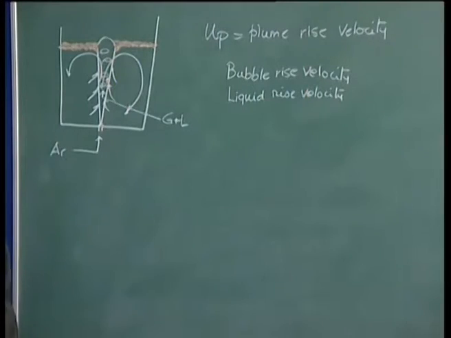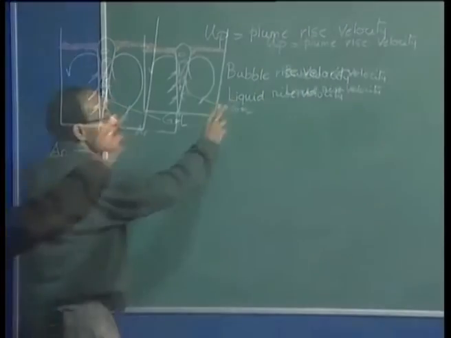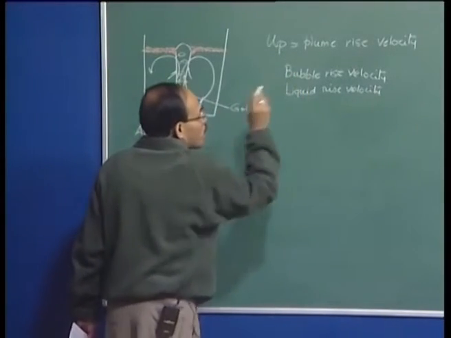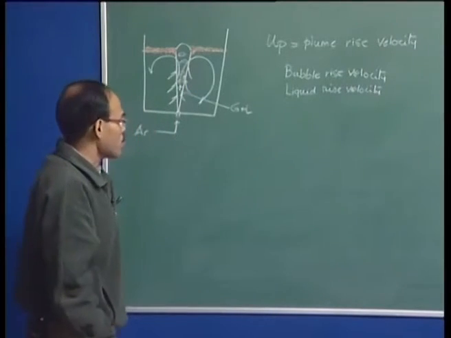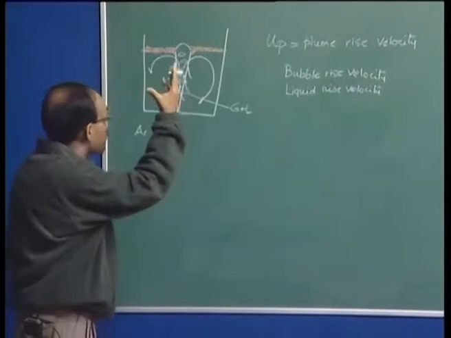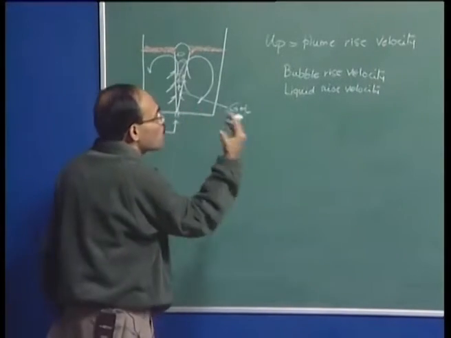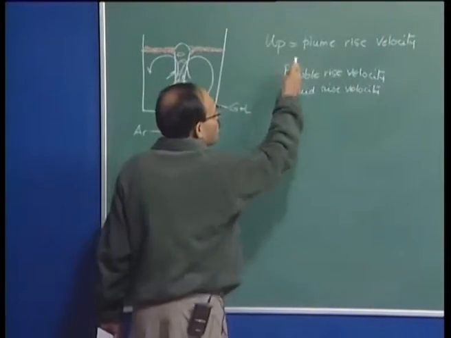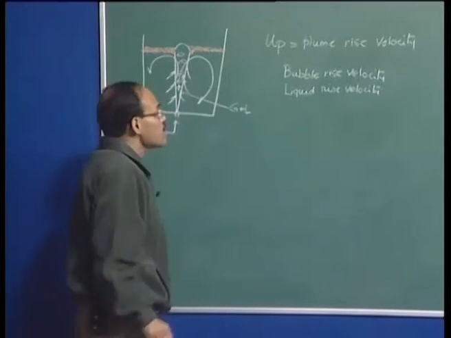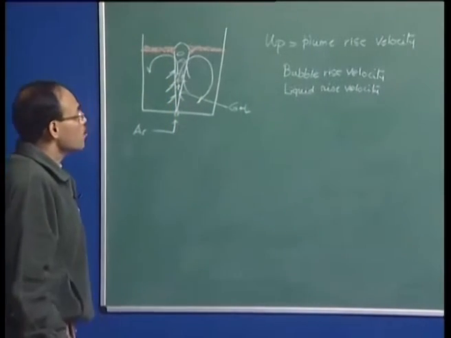Typically, the bubbles rise faster, and the difference between the rise velocity of bubble and liquid is termed as the slip velocity. So the bubbles accelerate faster, rise faster, the liquid follows it, and together we can conceptualize an average velocity of the gas-liquid mixture, which we call the plume rise velocity.